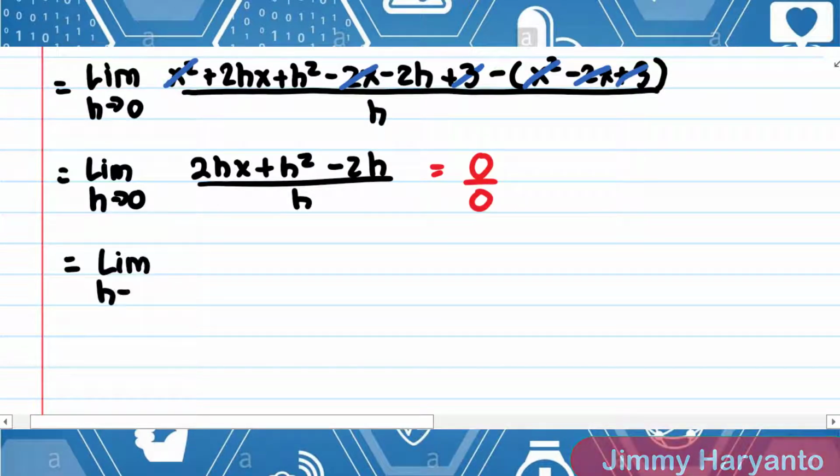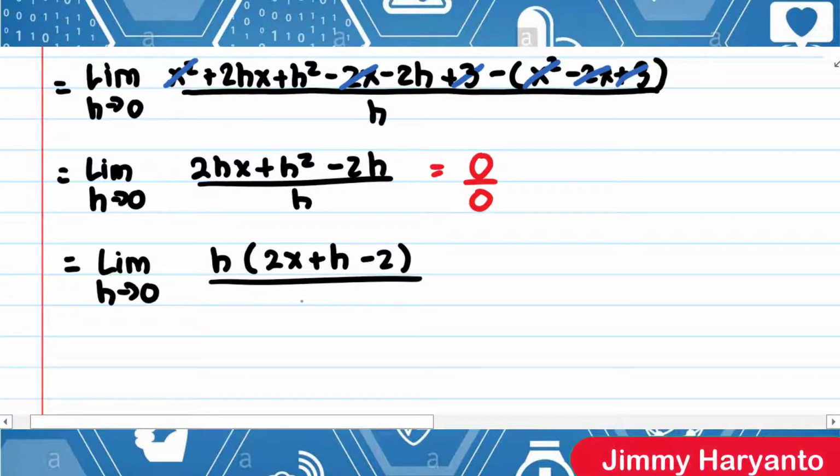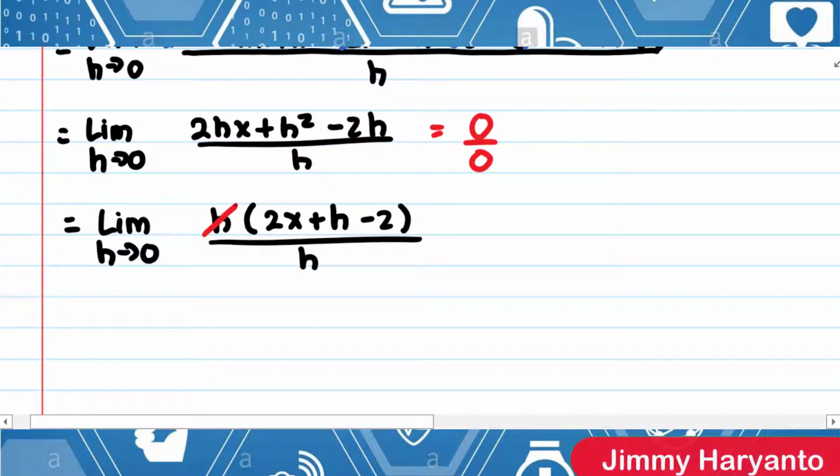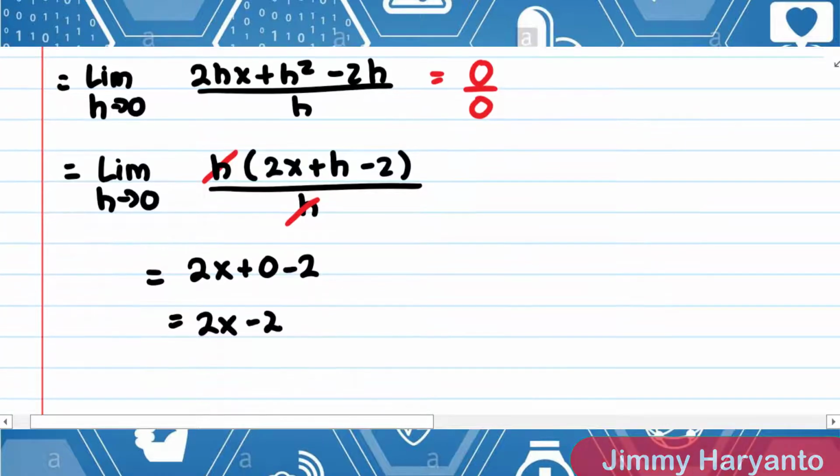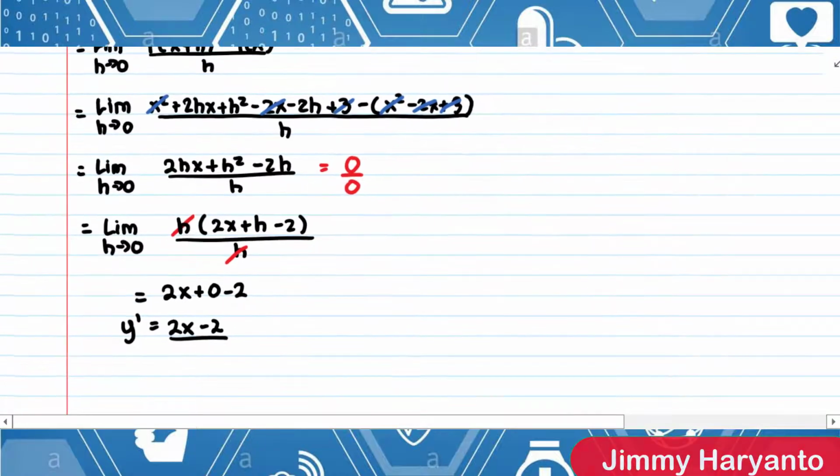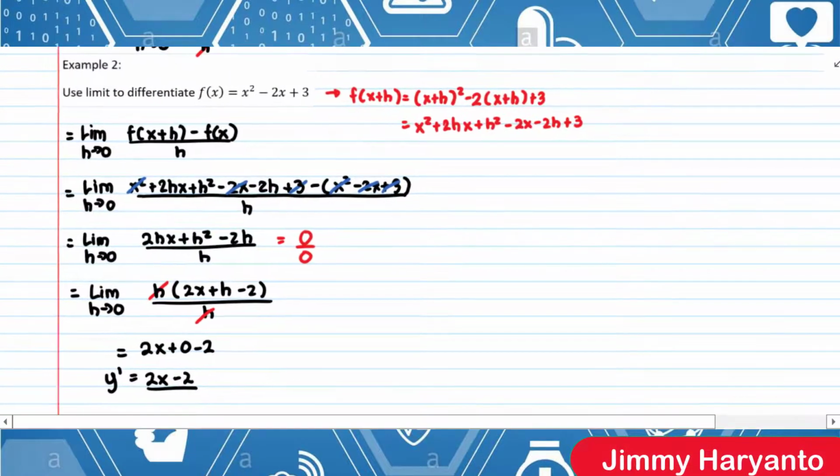You will have to factorize the function. To factorize it, you only can factorize the h outside the bracket. You will have h times (2x plus h minus 2) over h. After that, you can cross out the h and substitute one more time for h equals 0. You will have 2x plus 0 minus 2, and therefore I can say that y prime equals 2x minus 2 for this function.